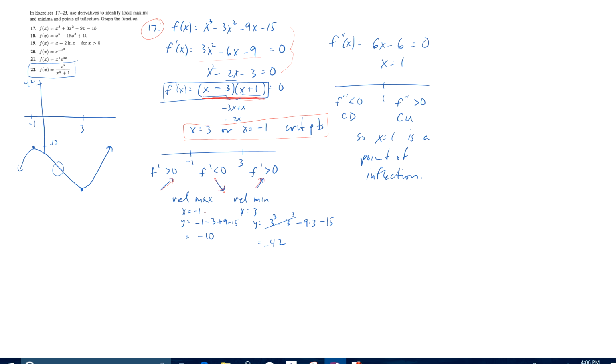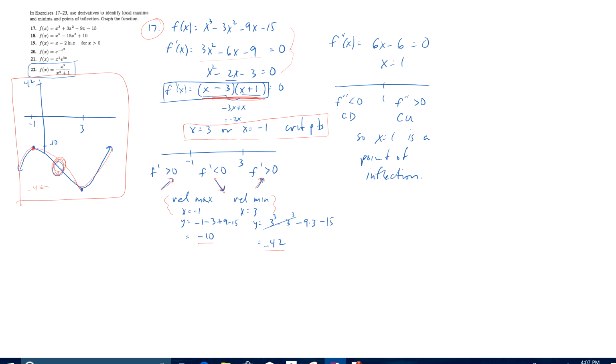So x equals negative 1 is a relative max, and the y value is negative 10. x equals 3 is the relative min, and if I plug 3 in, I get negative 42, assuming I didn't mess that up. So I drew the graph over yonder and put in negative 1, negative 10, and 3, negative 42. So I'll be down here at negative 42. It's increasing, decreasing to a 0 tangent line, and up. So somewhere in here there's an inflection point, it appears.